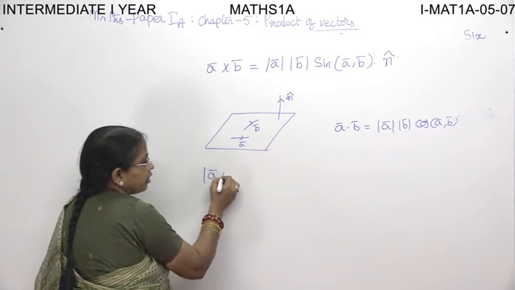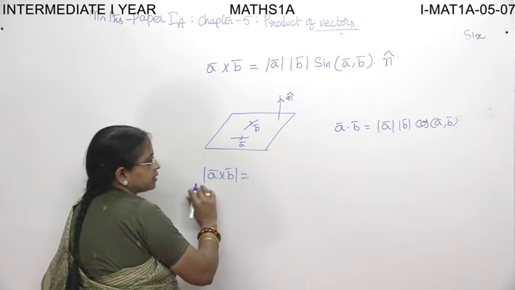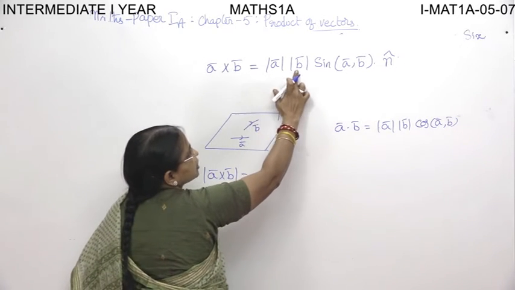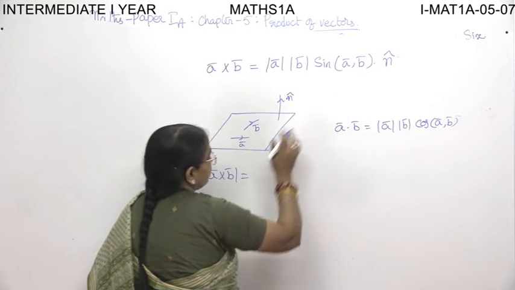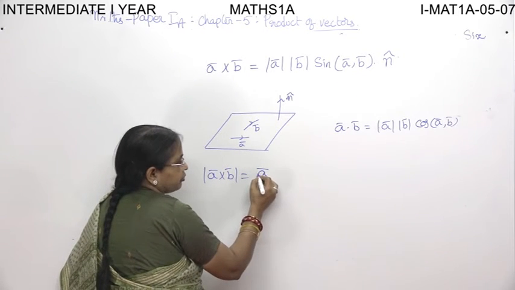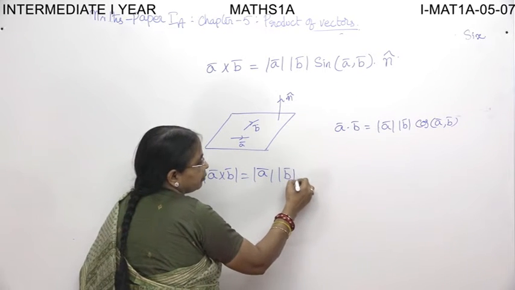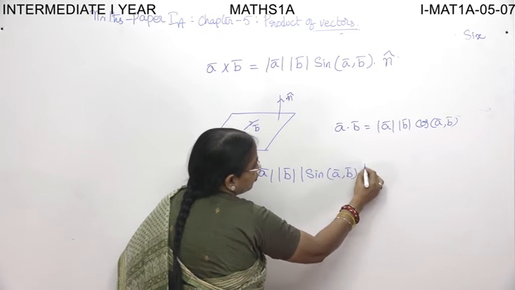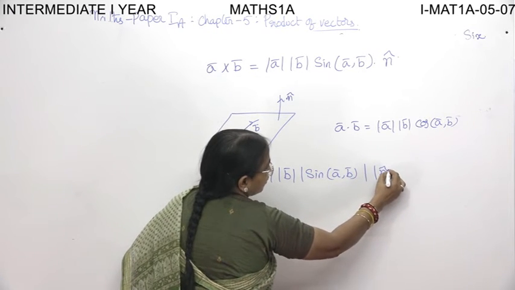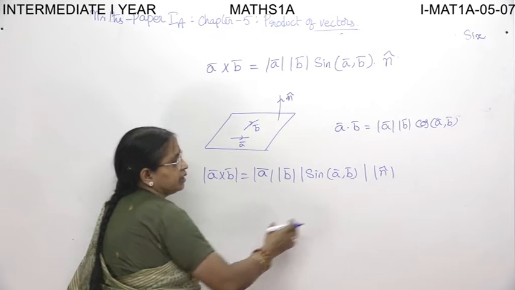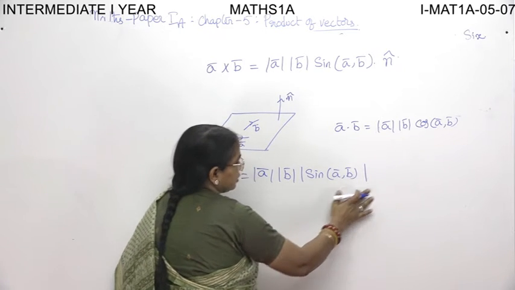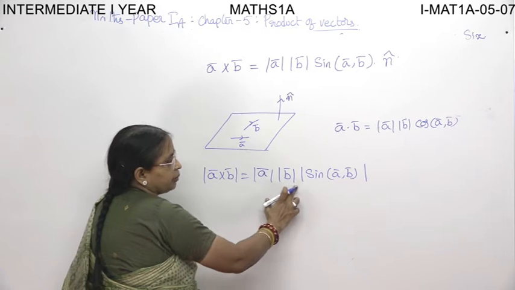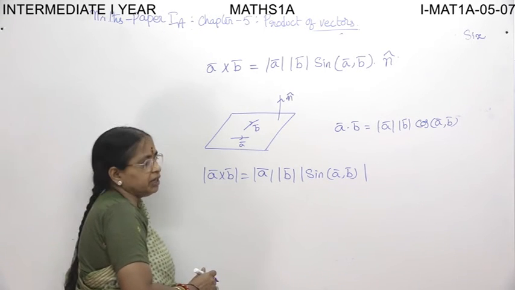Now what is mod of A cross B? This formula is again very important. When you take the modulus, sine of angle between any 2 vectors is again positive. So mod A into mod B into mod of sine of angle between A and B into mod of n cap. Because n cap is a unit vector, its modulus is 1. So mod A cross B is mod A mod B into sine of angle between A and B.